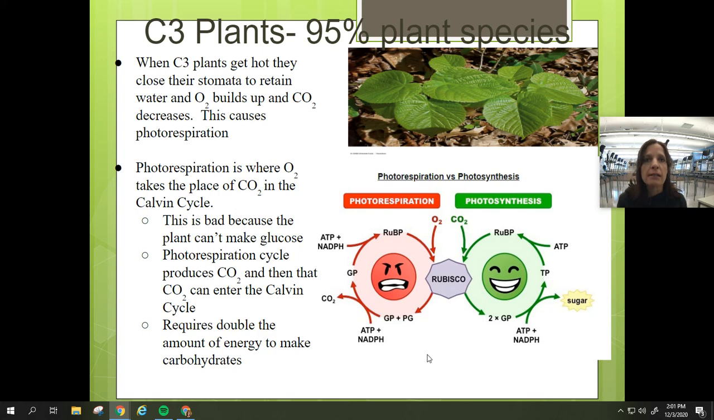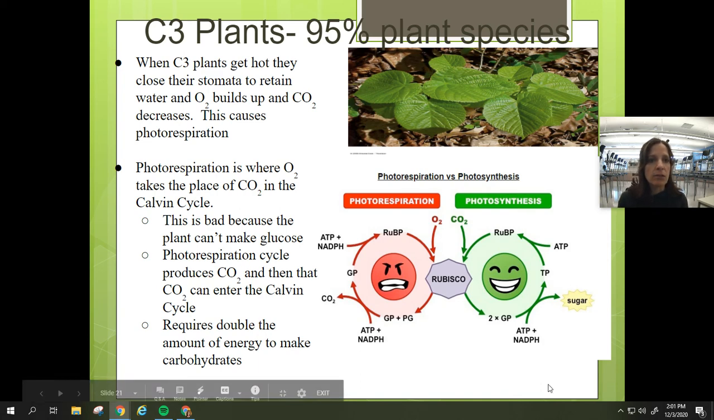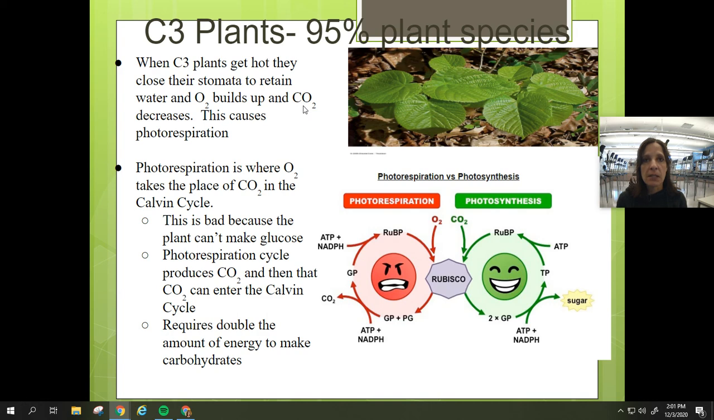And what happens in the stomata is water gets out, oxygen leaves through those stomata, and then carbon dioxide comes in. So when the plants get hot and dry, they close their stomata to retain water so they don't get dehydrated. Oxygen is going to build up, and then carbon dioxide is going to decrease because it keeps getting used in the Calvin cycle. And so what's happening? This is a bad thing. It's called photorespiration. So this is when oxygen builds up and carbon dioxide decreases.